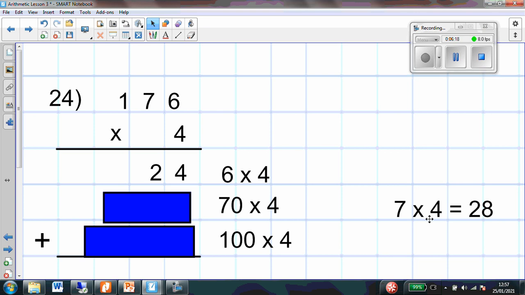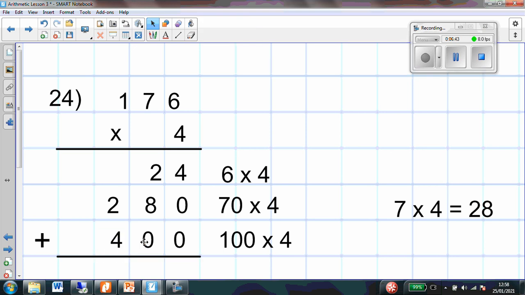If I know 7 times 4 is 28, how can I work out 7 tens times 4? This would be 28 tens, wouldn't it? So 70 times 4 is going to be 280. 100 times 4. I think you can all do 100 times 4. That's going to give me 400. And then I just need to add all of these together. So have a go at adding them for me and check that you get the right answer.